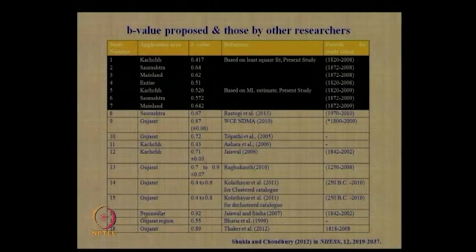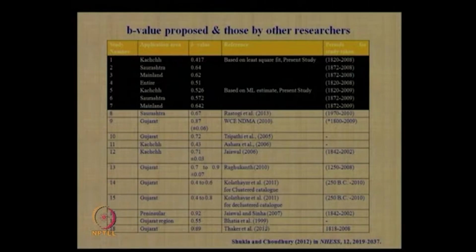Whereas, Jaiswal and Sinha in 2007 proposed for entire peninsular India. Remember, this is not only for the Gujarat region, this is for entire peninsular India. So, obviously, Madhya Pradesh, Maharashtra, all these come under peninsular India. Their value is again very high, 0.92, when they considered earthquakes between 1842 to 2002.